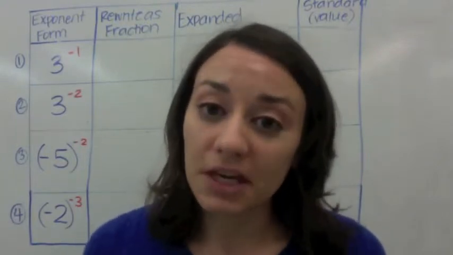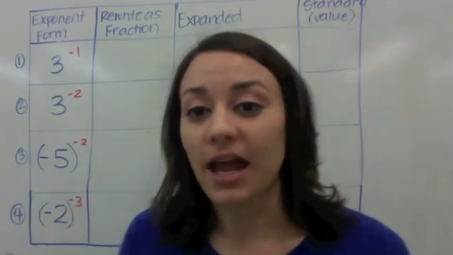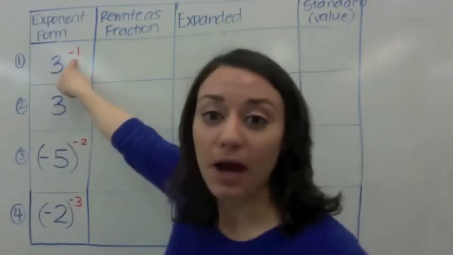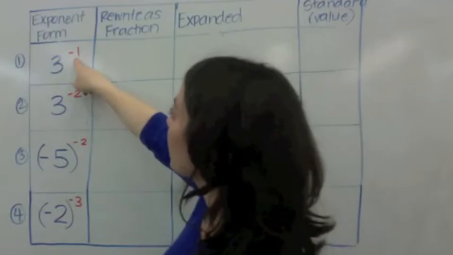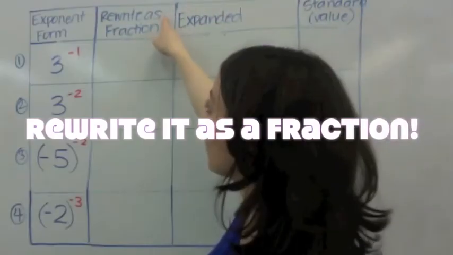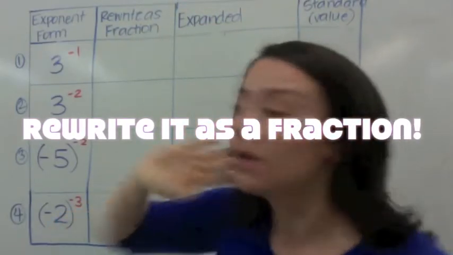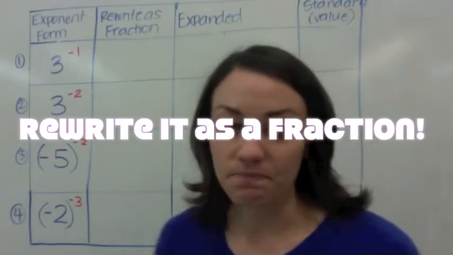And this is a little tricky because you cannot have a negative exponent. Remember, an exponent is the little number. So when you see it negative, you have to rewrite it as a fraction. You have to do what? Rewrite it as a fraction.